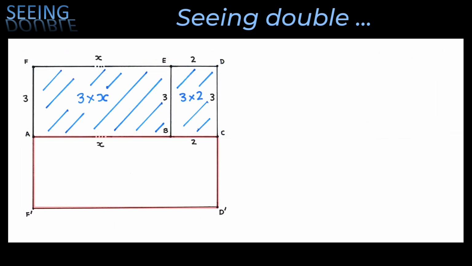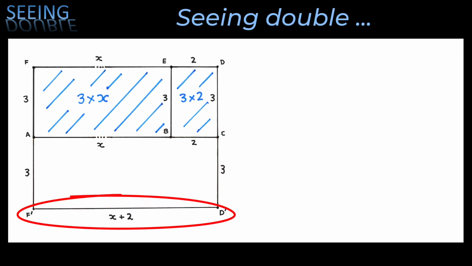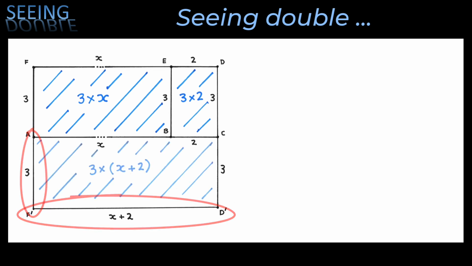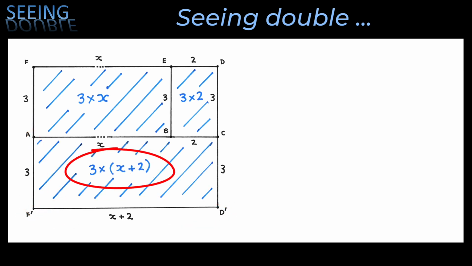How did you go with rectangle ACD''F'? I labelled its width as x plus 2 by looking at the length of the line segment FD, which is the same as the length of the line segment F''D'. From this width of x plus 2 and a height of 3, I labelled the area of ACD''F' as 3 by x plus 2. Did you do something similar?